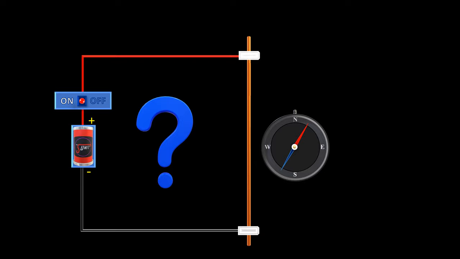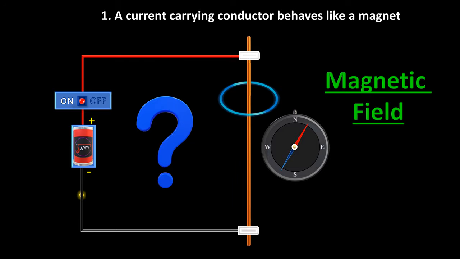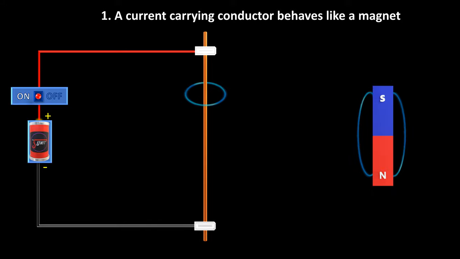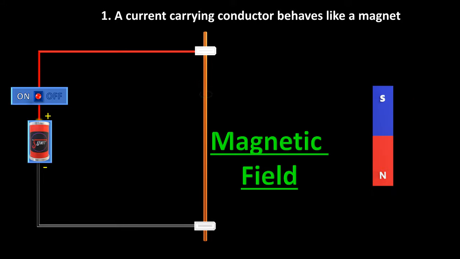Yes, you guessed it right. It is the electric current passing through the wire that causes this deflection. This means a current-carrying conductor behaves like a magnet and has its own magnetic field. Let us see if the magnetic field produced by the current-carrying conductor has any similarity with the magnetic field produced by the magnet or not.